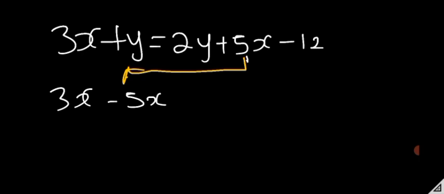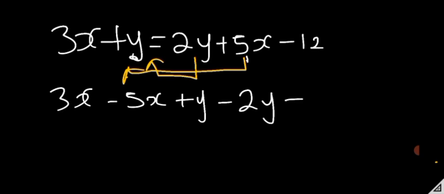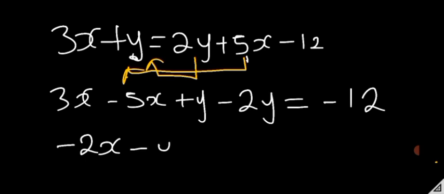And the same thing, when we bring this 2y to this side, it becomes what? We already have y here, so that's plus y. When 2y is coming, it becomes minus 2y. So the right hand side is now left with only minus 12. So 3x minus 5x is minus 2x. Then plus y minus 2y is minus y. Everything equal to minus 12. Now, this is our equation 2.